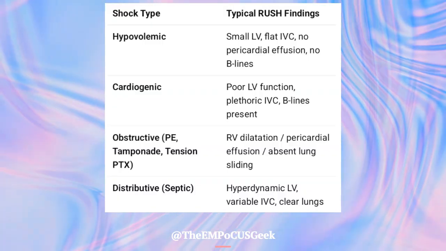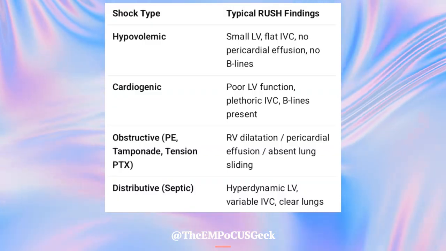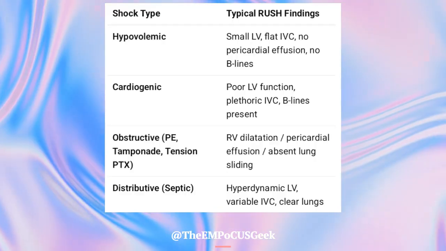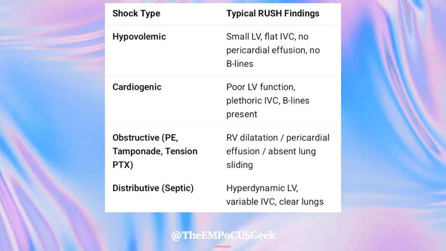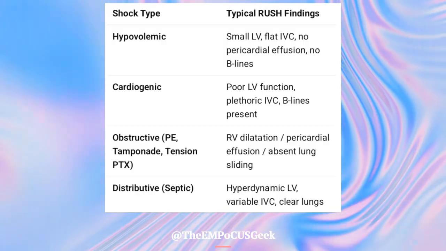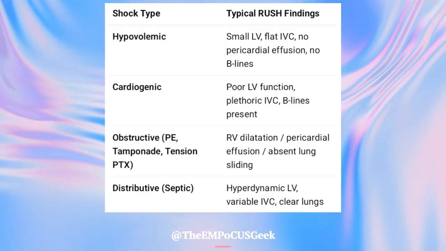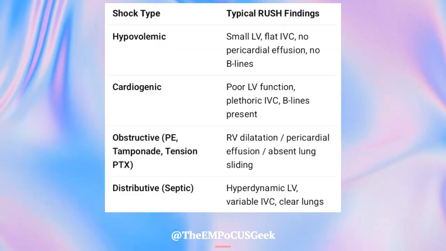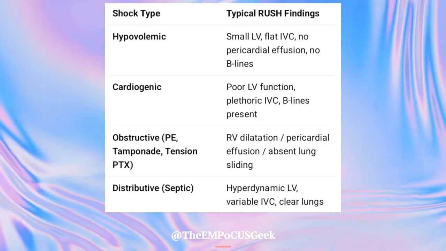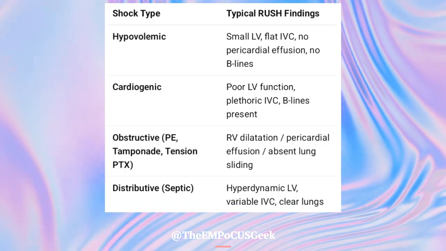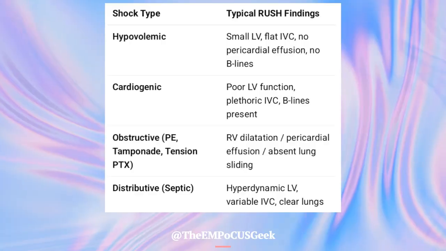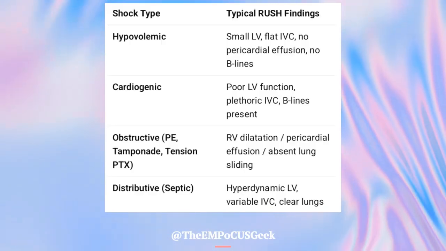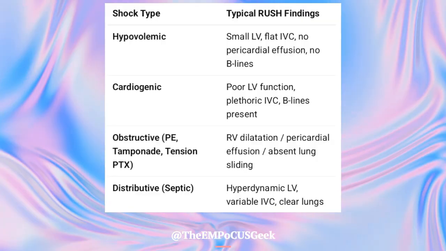So, how do we interpret our findings to arrive at a diagnosis? If you see a small left ventricle, a flat IVC, and no pericardial effusions, no B lines, then it's likely to be a hypovolemic shock. If you're seeing poor LV function, a plethoric IVC, and multiple B lines, then it's likely to be cardiogenic shock.